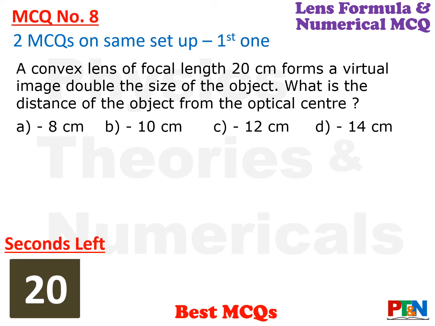Next MCQ, two MCQs on the same setup. A convex lens of focal length 20 cm forms a virtual image double the size of the object. What is the distance of the object from the optical center of the lens? 20 seconds time. Time starts now. If you require more time, do take the time, do the calculation, then come back to the video.